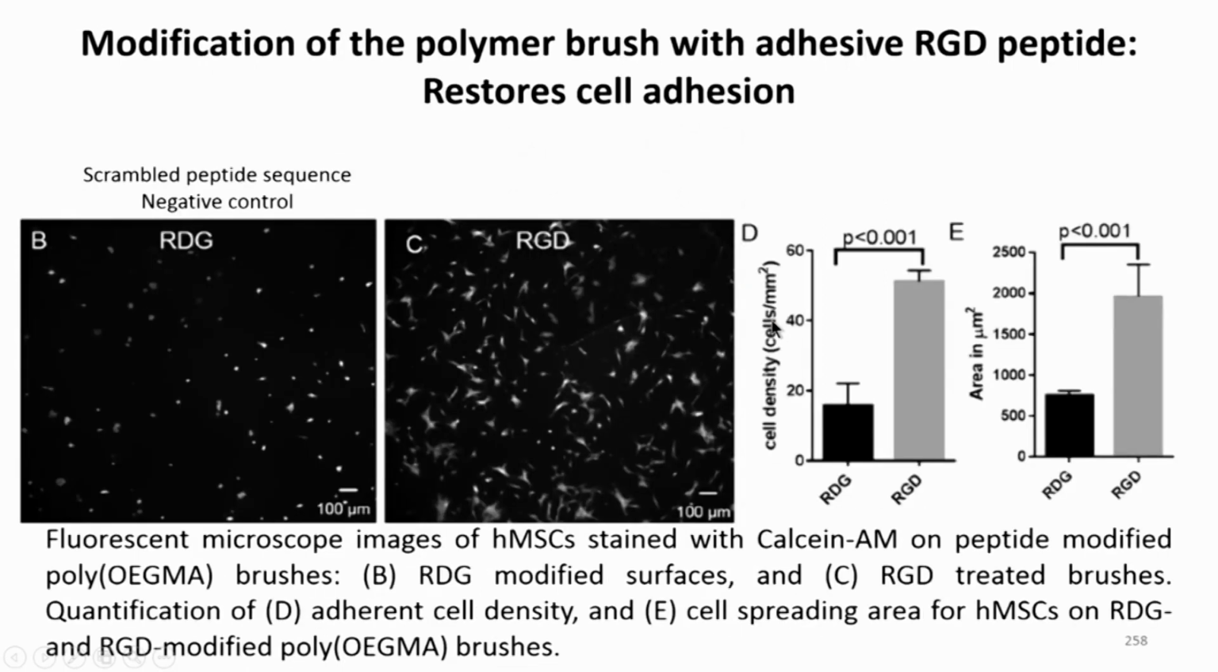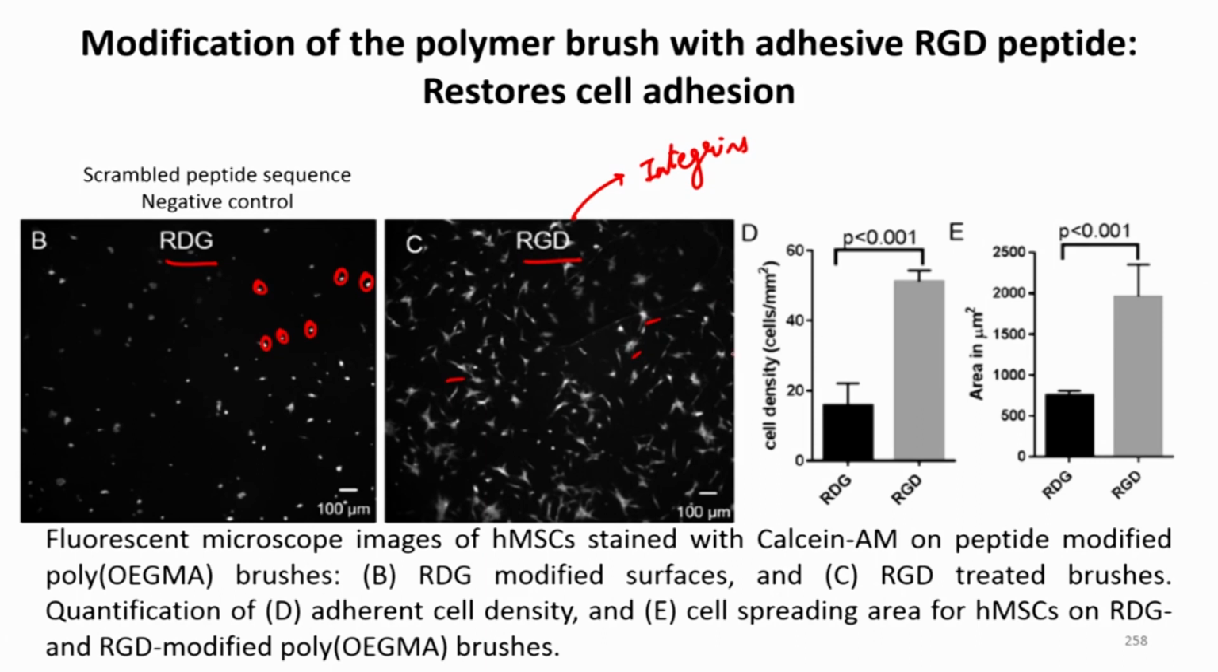Then they went ahead and further modified it with adhesive ligands. In this case they used a scrambled peptide control, which is RDG, to which the cells do not interact, and RGD, which binds to the cell through integrins. What they find is on the RDG surface again you see fewer cells as well as more rounded cells with very little area. So, the cells are not liking the surface, but you can modify it with RGD and you can start seeing spreading of the cells everywhere. That is a good indication that the cells are now starting to like the surface.